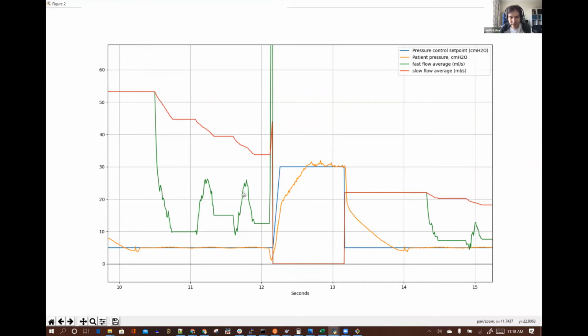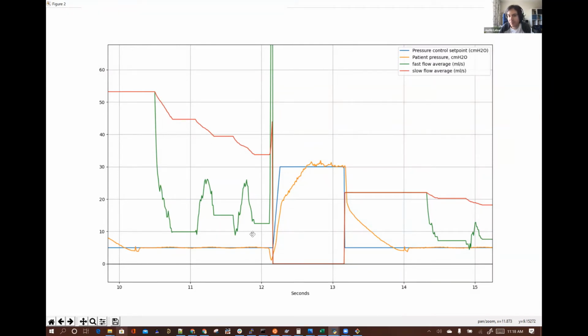And you can see in this range between like 11 to 12 seconds, exactly that happening, that the green line is moving around more than the red line. And then right here at a little bit past 12 seconds, you see this big spike in the green line and a comparatively small spike in the red line. And that's us detecting inspiratory effort by detecting the difference between the fast flow average and the slow flow average.